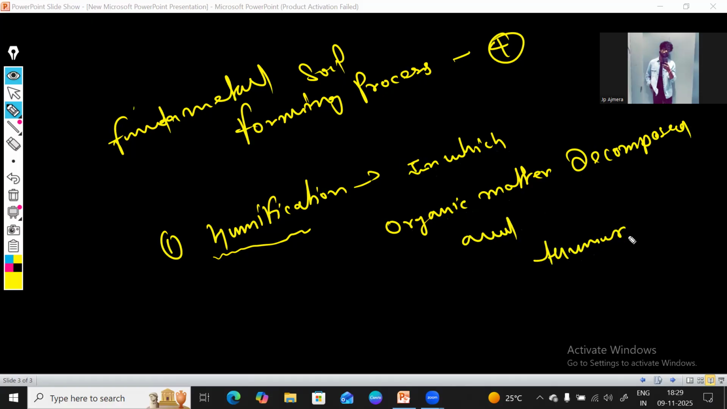Humus is a dark colored material that is the last to be consumed by the microbes in the absence of other substances, because it is very resistant to decomposition. It's dark black in color. It develops after the decomposition of the organic matter. I hope it's clear to you. So the first thing we are going to discuss is humification, in which organic matter is decomposed and humus is formed. Let me erase and keep it very simple so you can understand these things very easily.